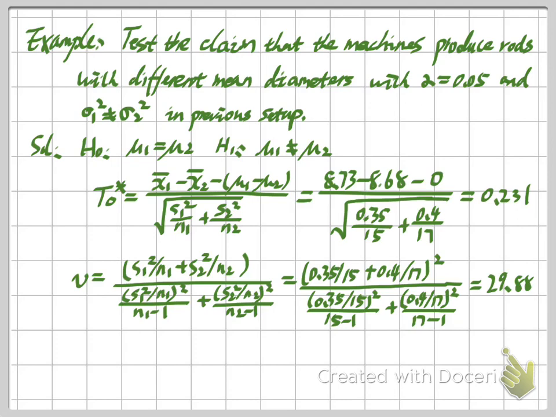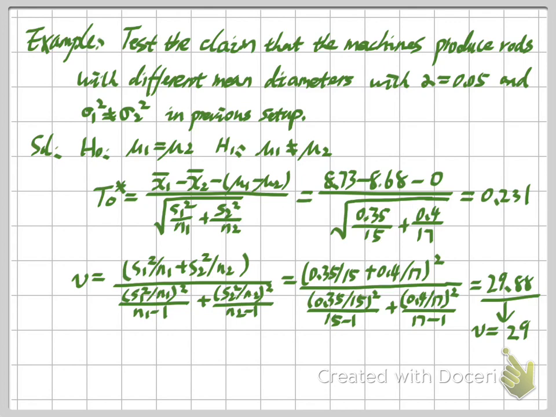Of course, the degree of freedom should be an integer, right? So we need to round this number, and we always round down. In our T-table, we have the information for degree of freedom equal to 29. So that's why we get the round down of our degree of freedom V equal to 29. So this is our degree of freedom.